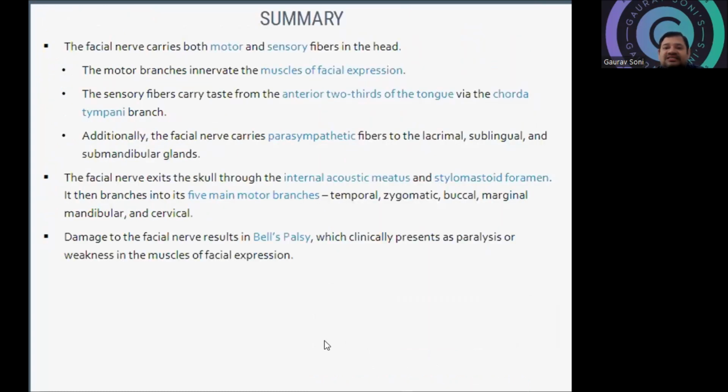So what we can summarize here is that it's a mixed nerve. Motor fibers innervate the muscles of facial expression. Sensory fibers carry taste from the anterior two-thirds of the tongue via the chorda tympani. The facial nerve also carries parasympathetic fibers to the lacrimal, sublingual, and submandibular glands. The facial nerve exits the skull through the internal acoustic meatus and stylomastoid foramen, giving 5 main motor branches: temporal, zygomatic, buccal, marginal mandibular, and cervical. You can keep your hand like this and it will be very easy to remember. Damage to the facial nerve results in Bell's palsy, which clinically presents as paralysis or weakness of facial expressions. So this was all about today's topic. Thank you.